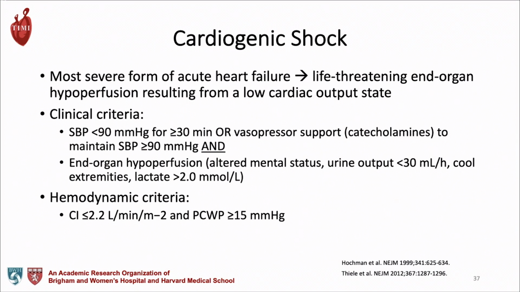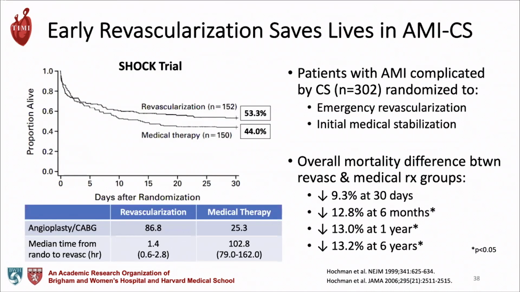The clinical criteria are ones that have been developed in the context of clinical trials. And so generally we talk about hypotension or the requirement for vasoactive medications with evidence of hypoperfusion. So altered mental status, oliguria, cool extremities, or lactic acidosis. If a patient has invasive hemodynamic monitoring, then a cardiac index of less than 2.2 and a pulmonary capillary wedge pressure greater than 15 are considered diagnostic of cardiogenic shock.